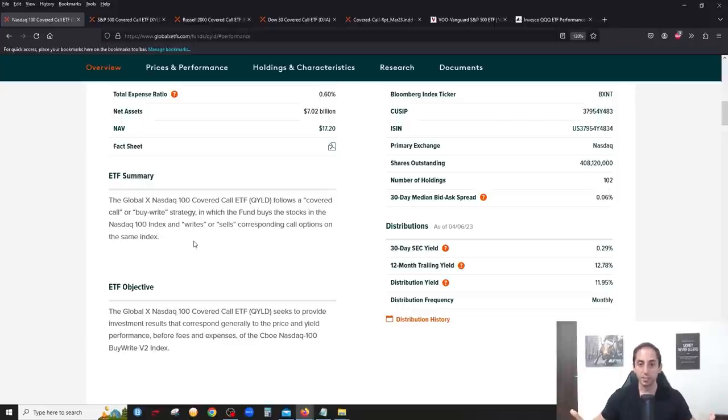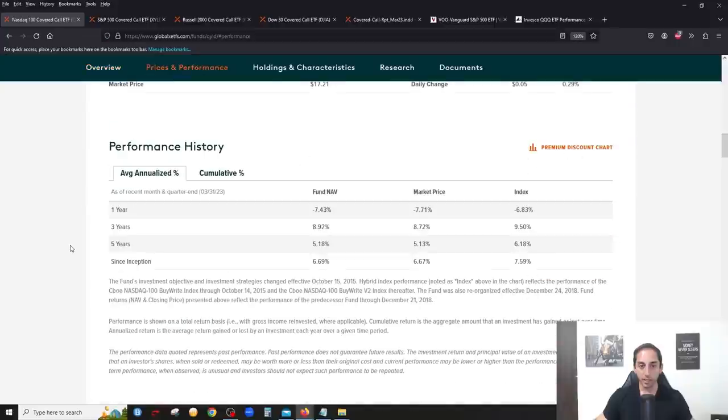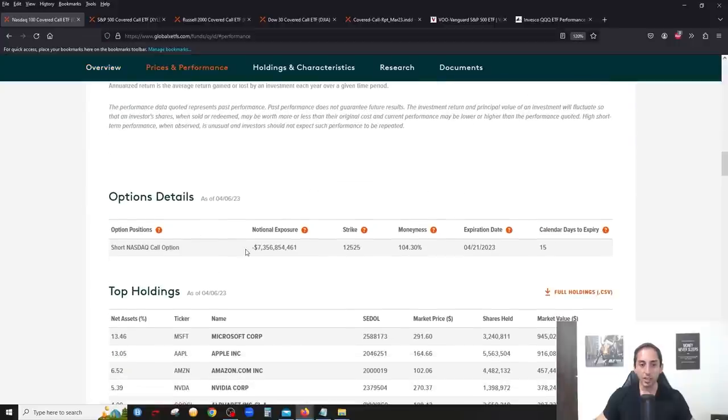which is the most aggressive covered call you could write, right? If you're writing an at the money call, it means that if NDX, you just Google NDX, you'll get the NASDAQ 100 index. So if the day they write the call, the NASDAQ NDX is at 12,525, which was the case in the call that's active right now, they're writing the call at 12,525. So this is an at-the-money call, guys.